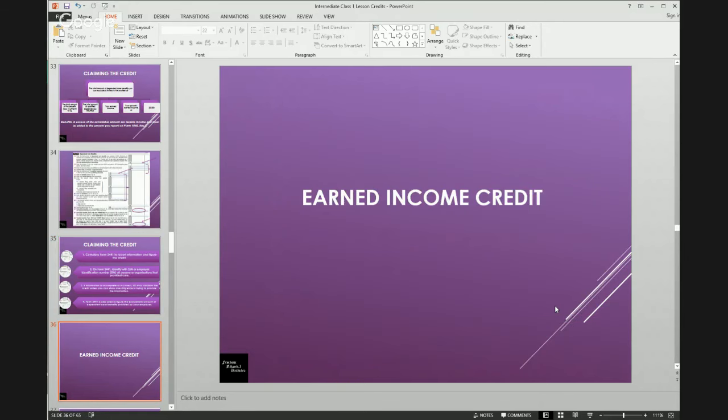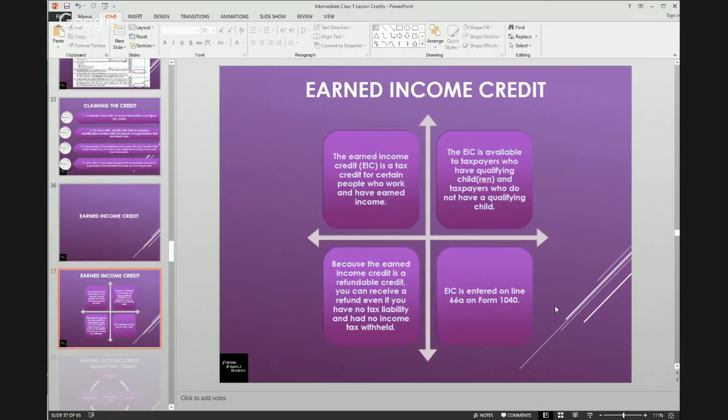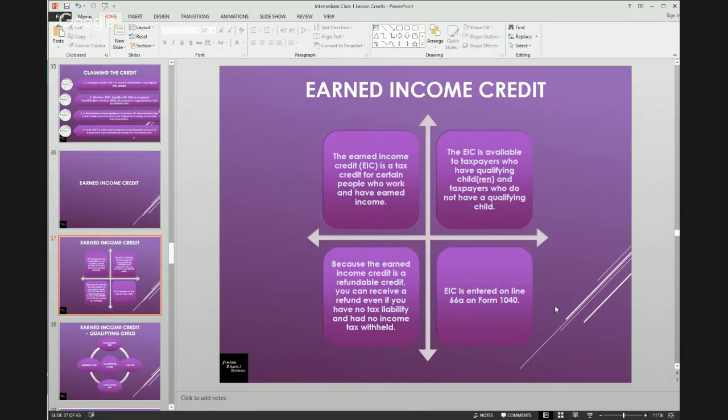Now we're going to shift to earned income credit. Earned income credit is a tax credit for certain people who work and have earned income. The earned income credit is available to taxpayers who have qualifying children, and it can be available to taxpayers who do not have a qualifying child. Because the earned income credit is a refundable credit, you can receive a refund even if you have no tax liability and you had no income tax withheld. The earned income credit is entered on line 66A of the 1040.